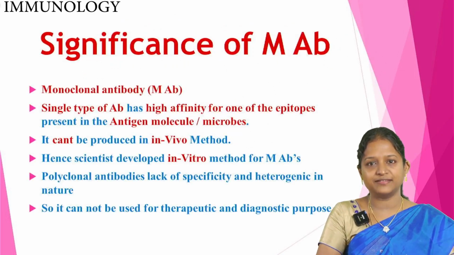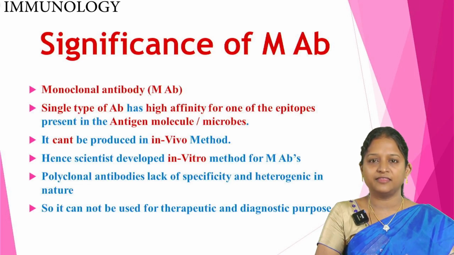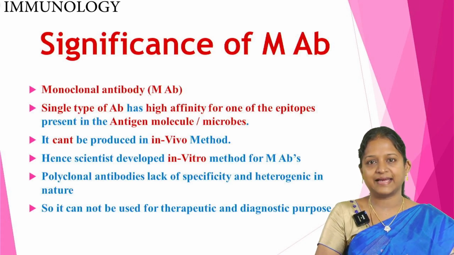What is the significance of monoclonal antibody? Producing a monoclonal antibody is the key factor, because polyclonal antibodies produced in vivo can be used only for detecting the disease and cannot be used for diagnostic purposes. Why? Because polyclonal antibodies have low affinity towards a particular antigen and also show heterogeneity. Heterogeneity means the same antibody can bind with 2 different antigens. So scientists have developed methods to culture monoclonal antibodies.